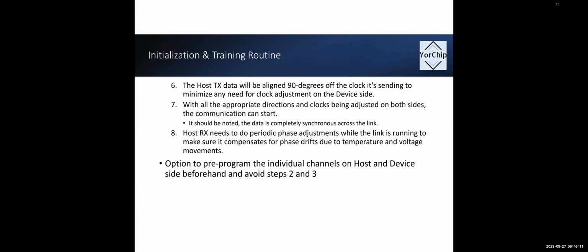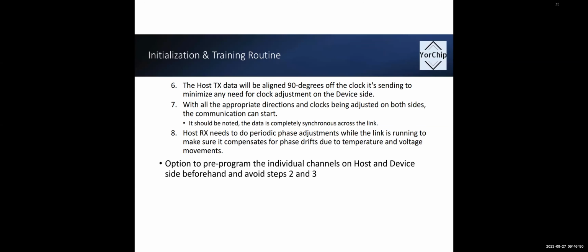On the host RX side, we might need to do periodic phase adjustments while the link is running to make sure the receiver compensates for phase drifts due to temperature and voltage movement. That's a very general statement for something that needs to be well defined, meaning what type of phase drifts we can support and so on. That again is something to think about. On the other side, guaranteeing the 90 degrees, at least on the transmit side, is something we can do more simply or easily.